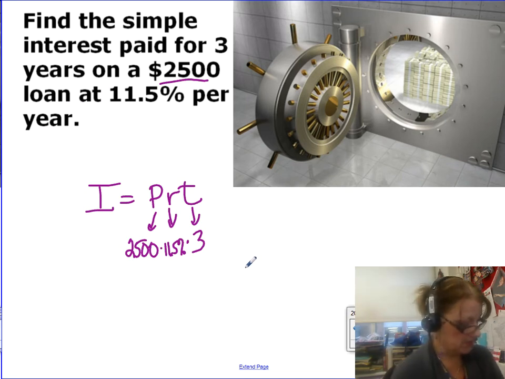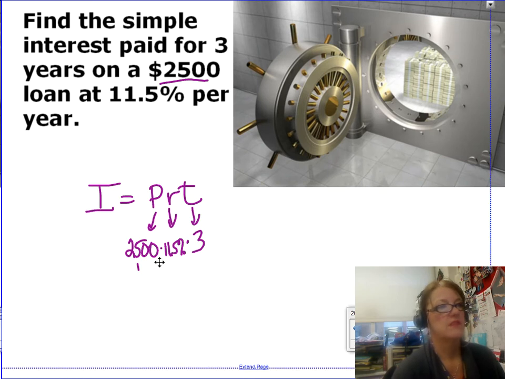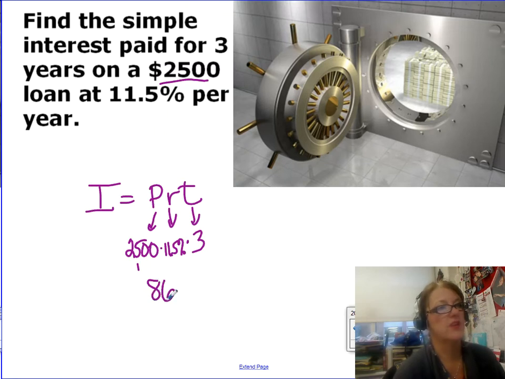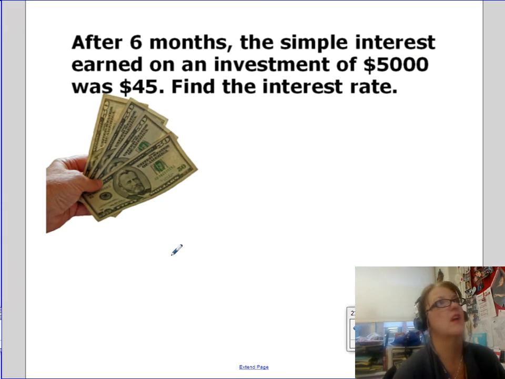Now really it just becomes an exercise with your calculator, where you're going to plug in 2,500 times 11.5% times 3 years. And you should get $862.50. Your calculator gives you this, but remember, it's money, so put that 0 in there. That's the interest. Now, what is the total amount you have to pay back? Well, you have to take this amount, because this is just the interest, add that onto the $2,500, and you'll see you have to end up paying back like $3,300.